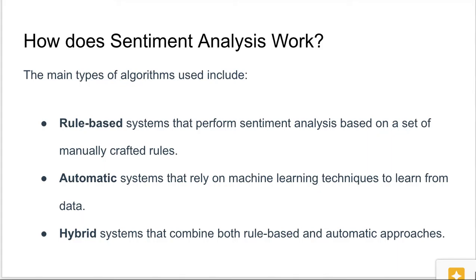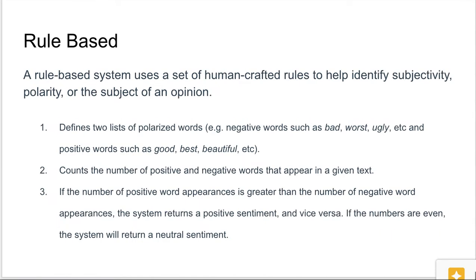How does sentiment analysis work? The main types of algorithms used include rule-based approach, automatic approach, and hybrid approach. Rule-based systems perform sentiment analysis based on a set of manually crafted rules. The rule-based system uses a set of human-crafted rules to help identify subjective polarity or the subject of an opinion.